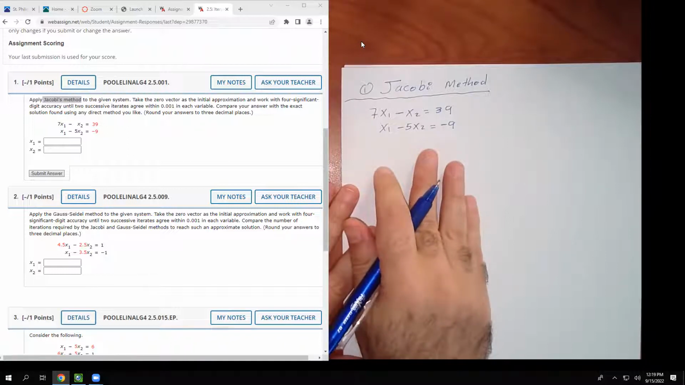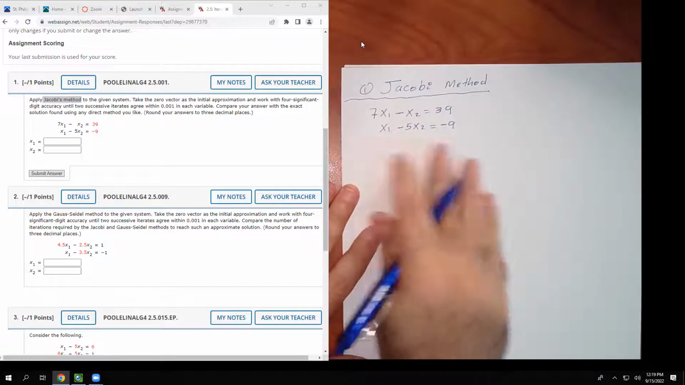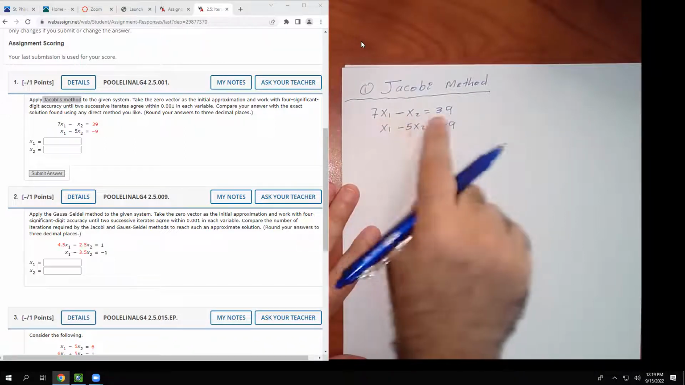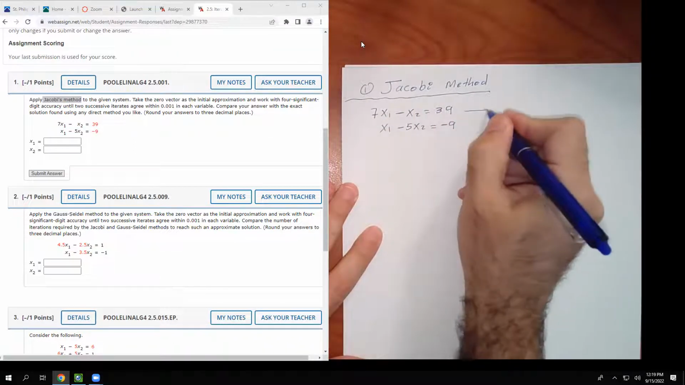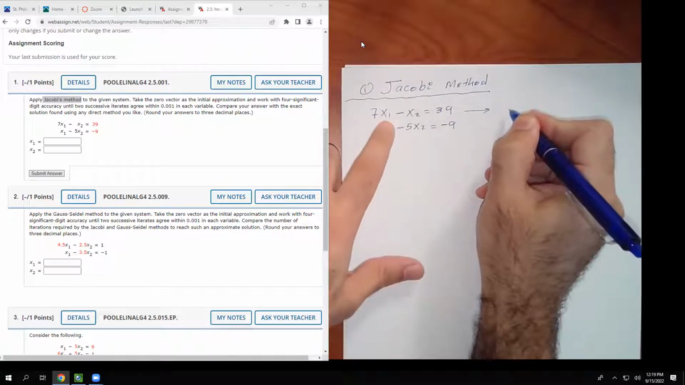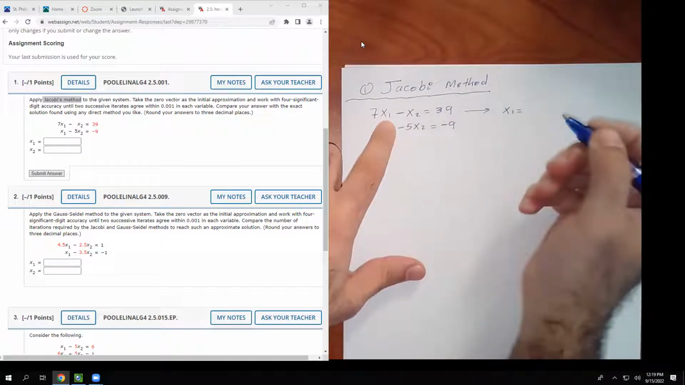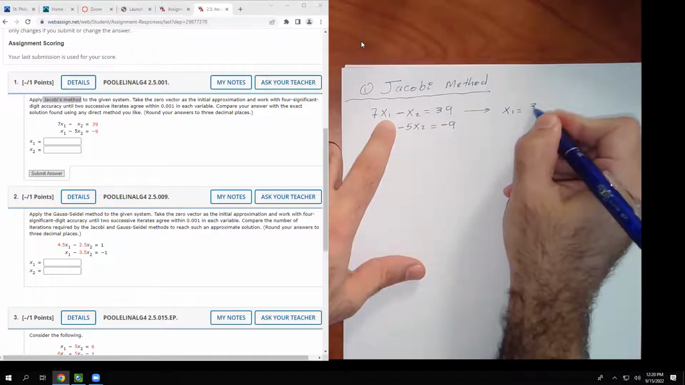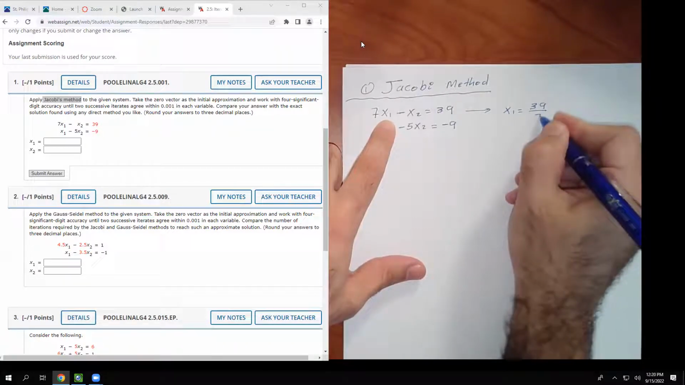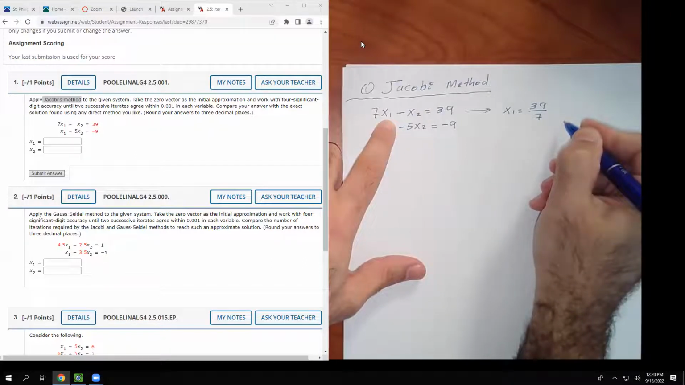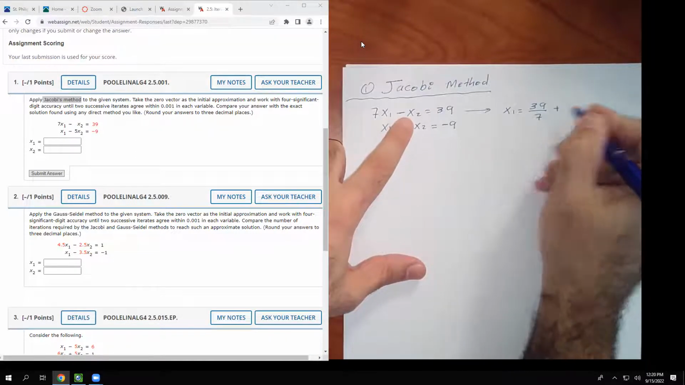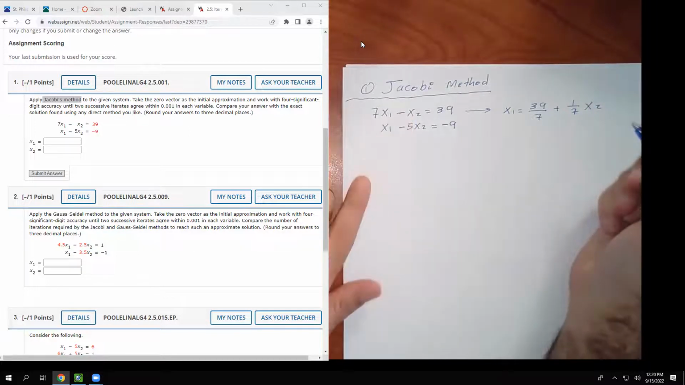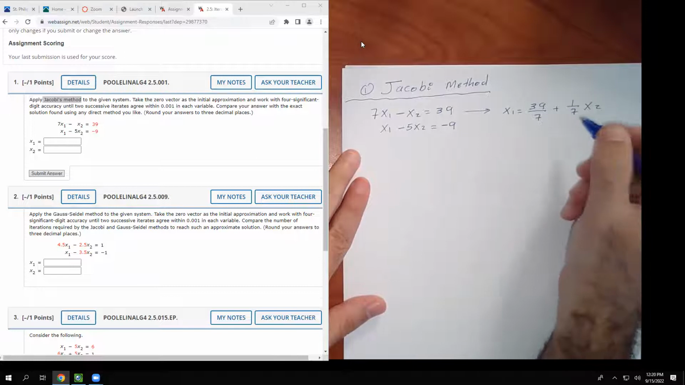It's going to be the same method if you have 3 equations, 4, 5. So the first thing, I'm going to solve the first equation for x1. That's x1 is going to be 39 over 7 plus 1 over 7 x2. So this is the first one.